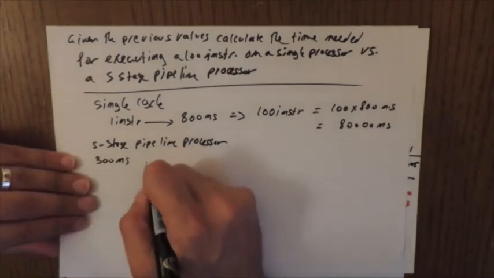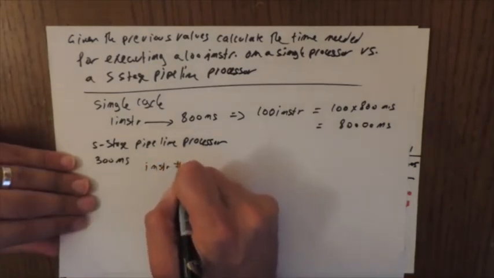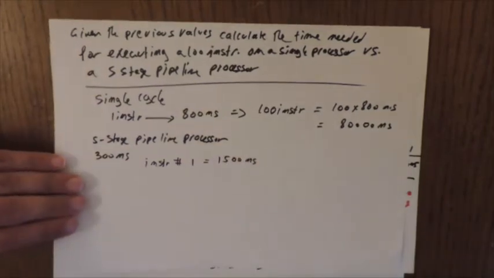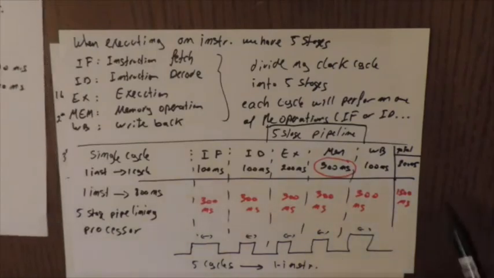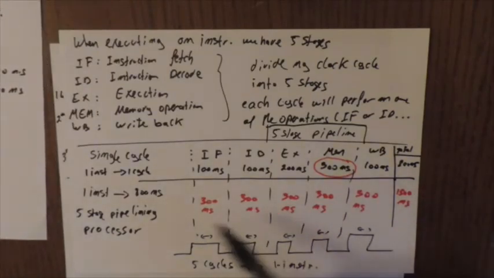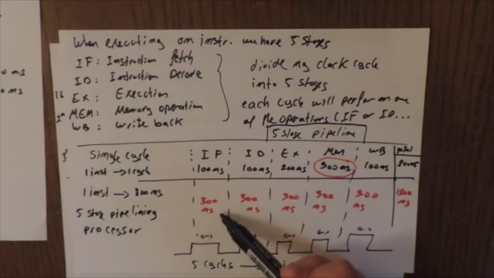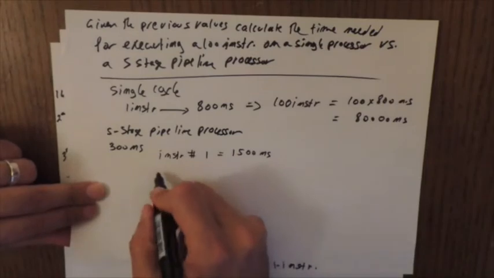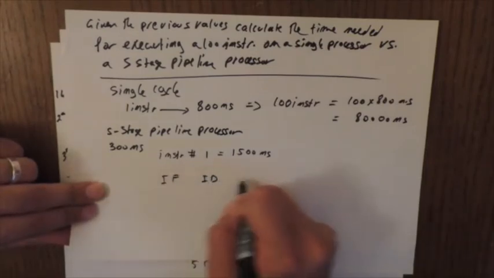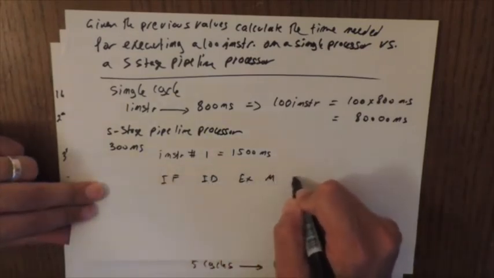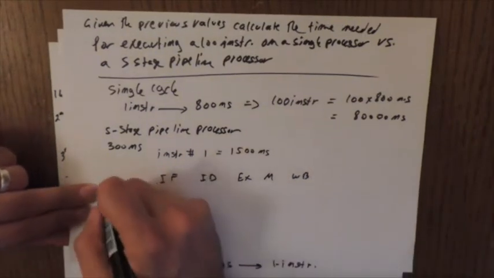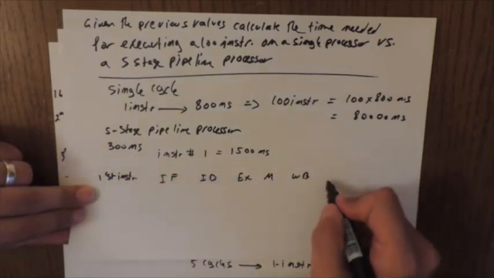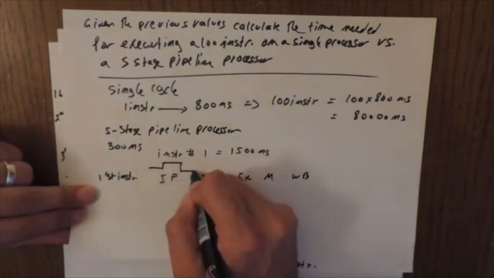So instruction number 1 will be 1,500 nanoseconds. But what happens when I'm doing IF? I'm going to put another instruction. So if I do a time scale, I have IF, ID, EX, memory, and write back. Now this is the first instruction. And it will take, so this is the clock.